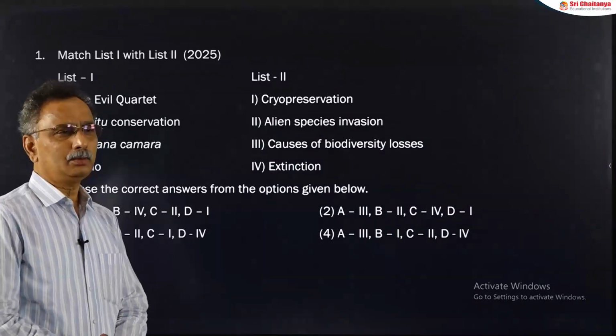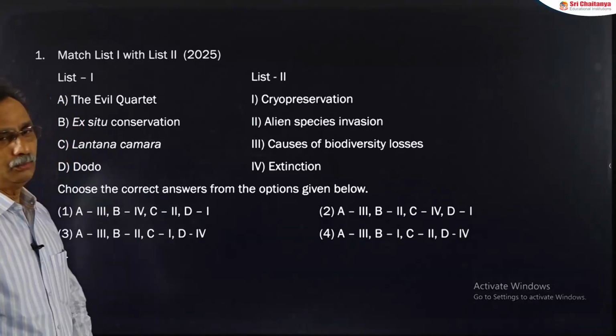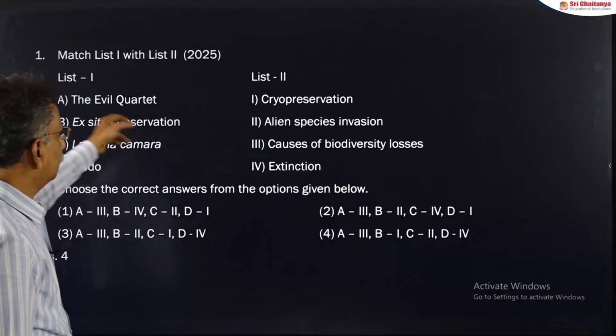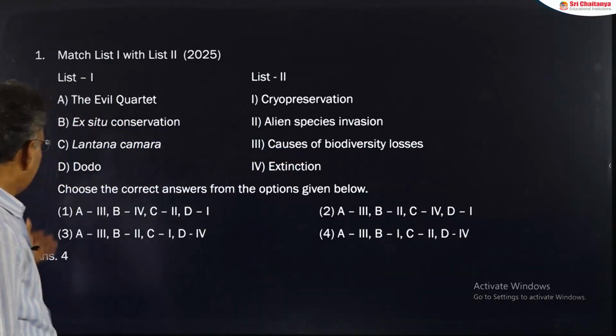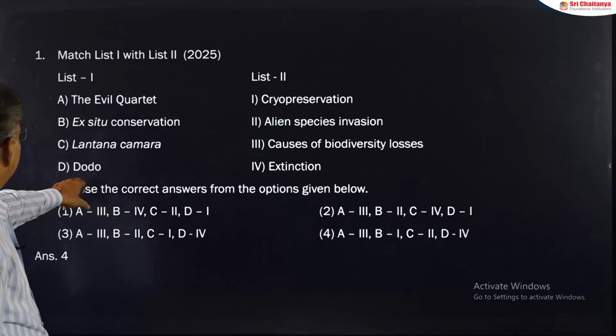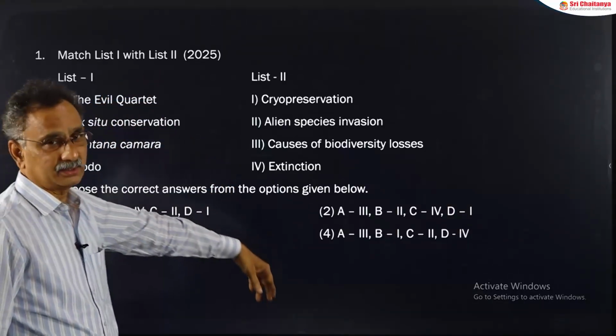So let us go through the questions given in the latest years, that is 2025, 24, 23. I am going in descending order here, latest first. In 2025: Evil Quartet, ex-situ conservation, Lantana camara, dodo. A simple one. The answer is 4, easily matched, because the Evil Quartet is causing diversity losses, so we can eliminate that. Dodo is one we cannot preserve by cryopreservation, because the dodo already became extinct, right?